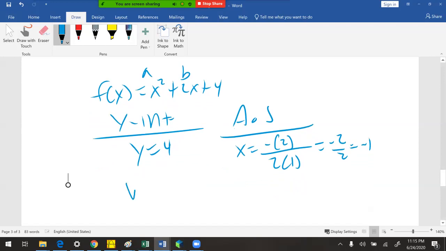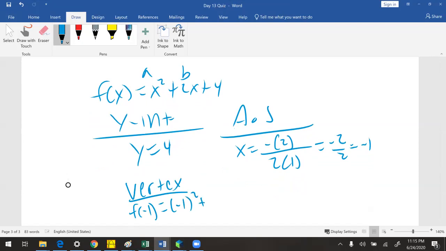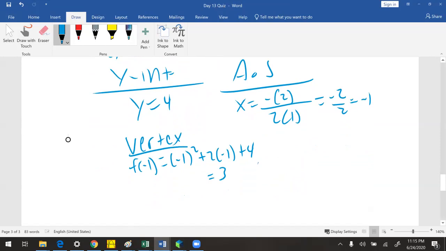Now let's find the y value of the vertex. To find it, I'm going to plug in negative 1 into here. So f of negative 1 equals negative 1 squared plus 2 times negative 1 plus 4. When we solve this, it's 1 minus 2, which is negative 1. Negative 1 plus 4 is 3. So that means my vertex is negative 1, comma 3.